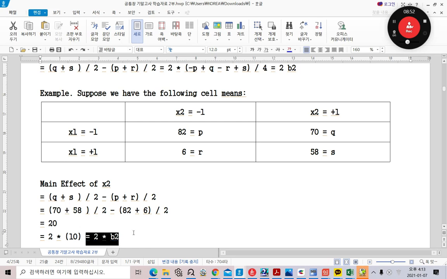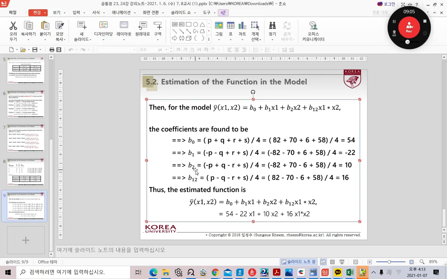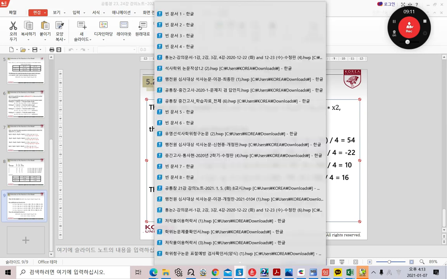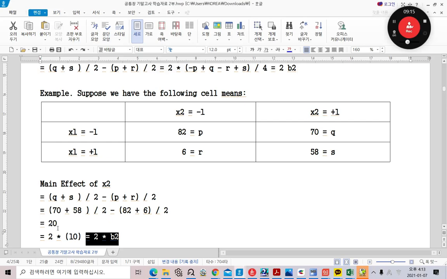Now, let's verify if B2 is really 10. Translation, 이 B2가 진짜 10인지 확인합시다. Okay, here. Okay. Now here, in the previous material, B2 is 10, correct. Okay, so we see that main effect of X2 is 2 times B2.